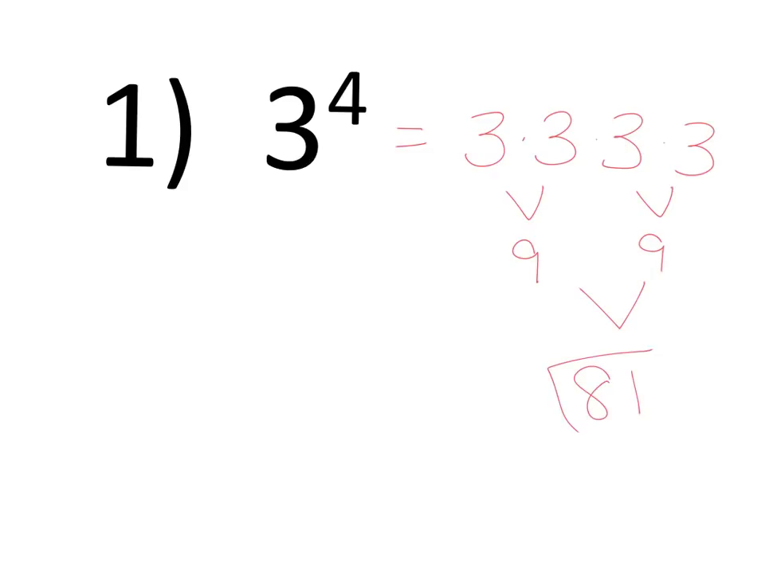On the first one here, we're going to look at 3 to the 4th. Keep in mind, 3 to the 4th is 3 times 3 times 3 times 3. So 3 times 3 is 9, and we get 9 here. And then 9 times 9 is 81. So your answer for 3 to the 4th is 81.